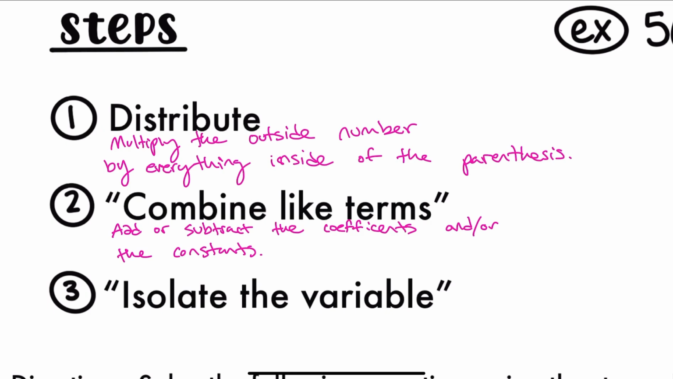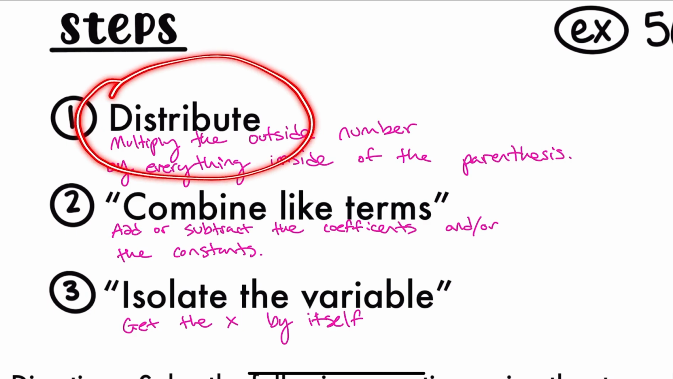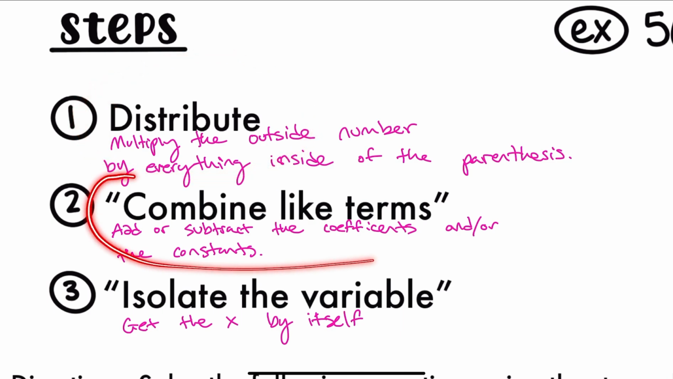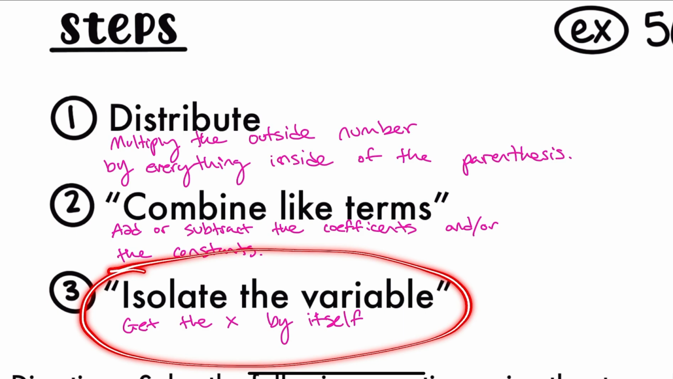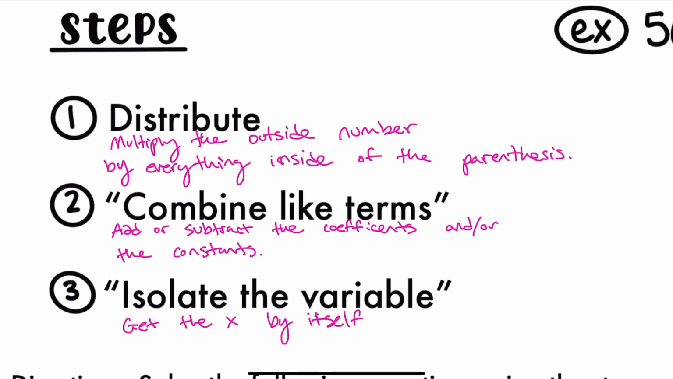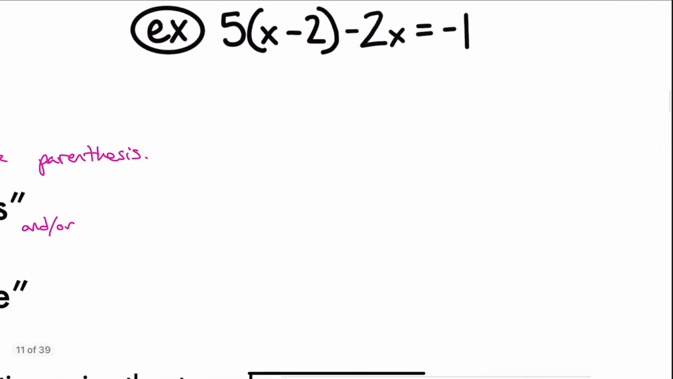And then our last step is going to be isolate the variable. And what I mean by that is get the x by itself. That's our whole goal. Just like we were talking about earlier, your whole goal is trying to get that x by itself throughout this entire process. The distributing is going to help make this smaller, and so will the combining like terms. But once we get to this step of isolating the variable, that's when you want to start making zeros and ones by canceling stuff out. So let's use these three steps in the example that's on this side.